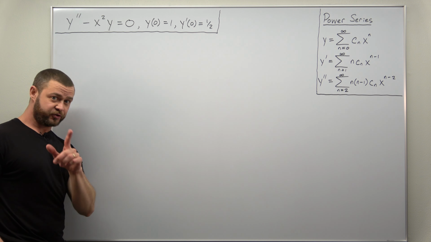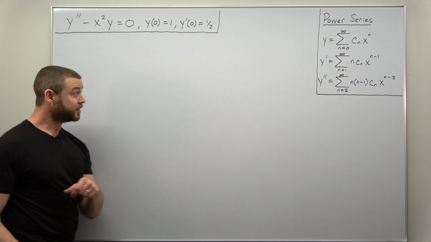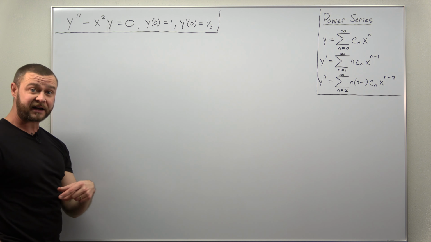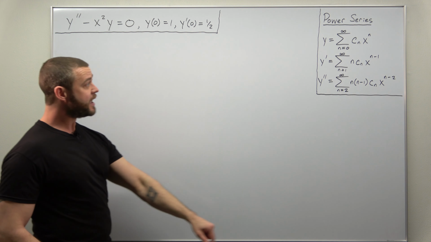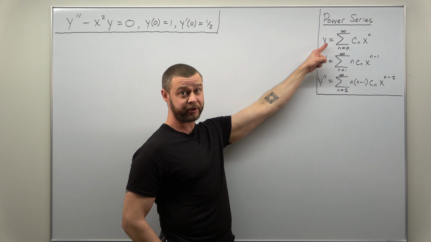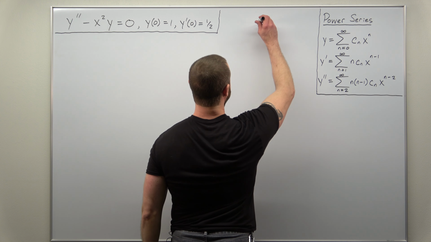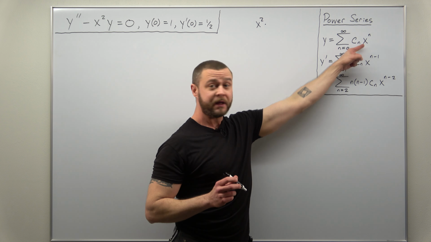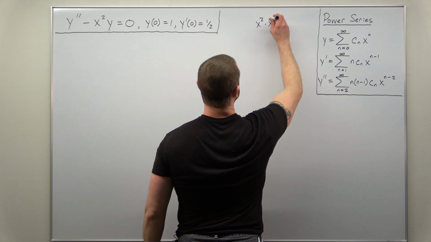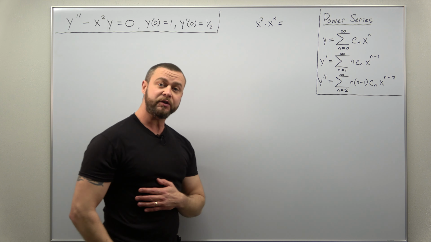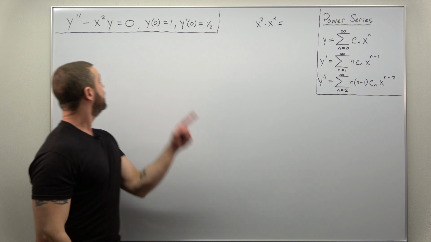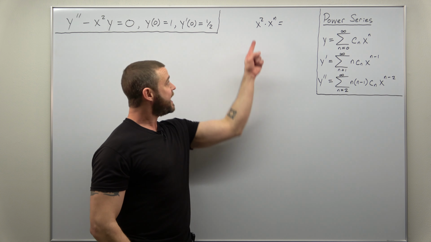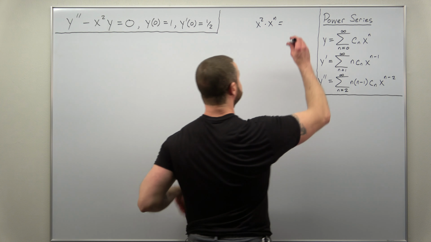Now, one of the other reasons you want to work with power series, besides them differentiating very nicely, is when you multiply powers of x, you can add their exponents. So if you take a look at your power series for y, we're going to have x squared, that's this right here, and it's going to multiply x to the n. And just to save us a little bit of work, we can bring that x squared inside the summation, and we can write that as x to the n plus 2.